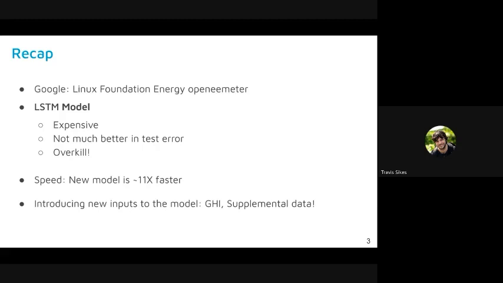In the last meeting, we talked about the LSTM model, and we basically summed it all up in that it's very expensive to run as far as time. It's not much better in test error, and overall we think that an LSTM is overkill for the amount of data that we're adding to it. Additionally, we found that our new model is 11 times faster than the original Caltrack 2.0 hourly model. And so we're very excited on that front as well.